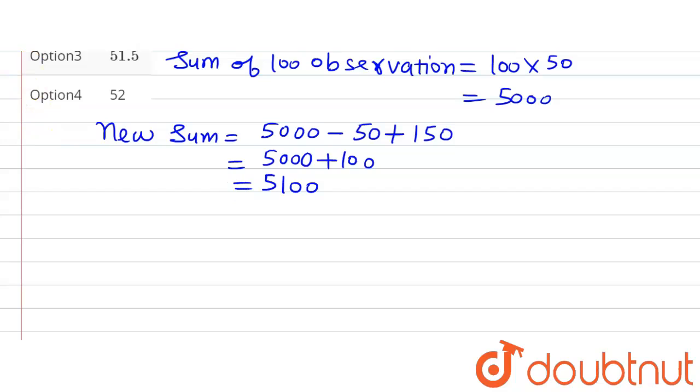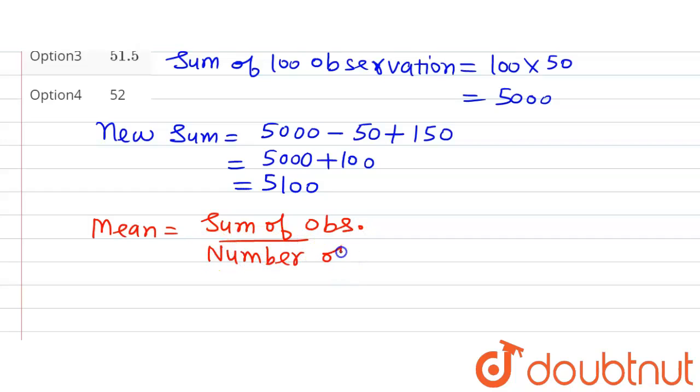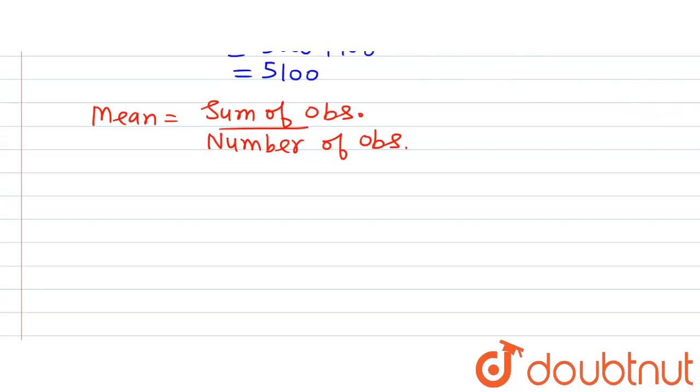Now the new mean, because we know the formula for mean is sum of observations divided by number of observations. Now let's put in the values. For the new mean, there will be the new sum. So the new mean will be equal to the new sum divided by the number of observations.